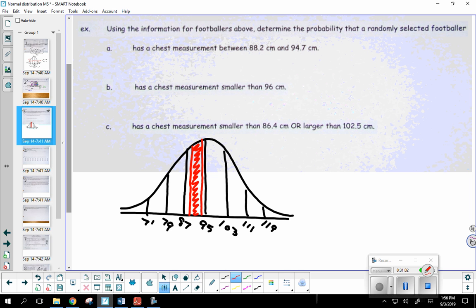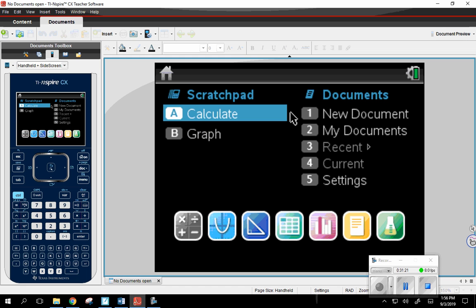See, there's no way to do that by hand without knowing about the z-scores. If anybody wants me to show you those, I can at some point. You are not going to be tested on it. You're not going to be required to know it. So typically students don't ask about it. But let's go to the calculator. Okay, so let's see here. I'm going to go to your calculate screen. I think I'm going to have to do this on the mouse.